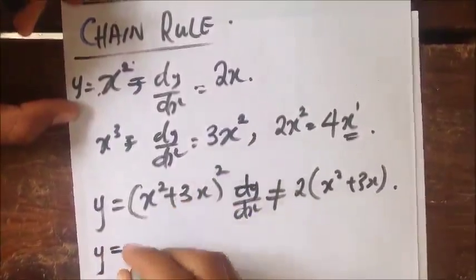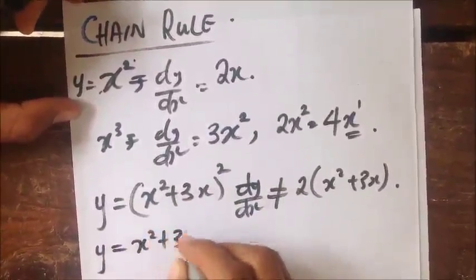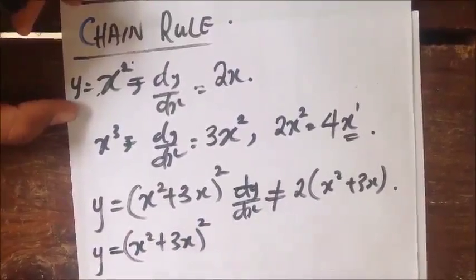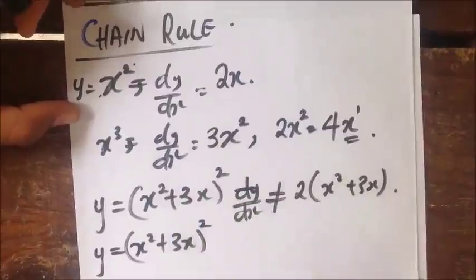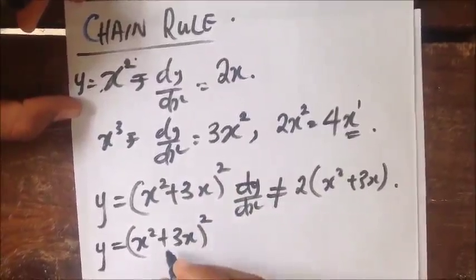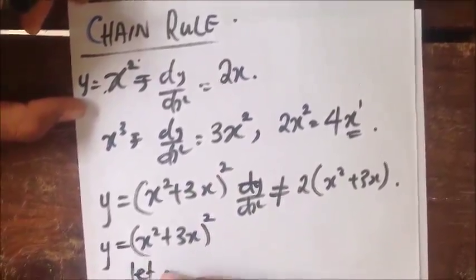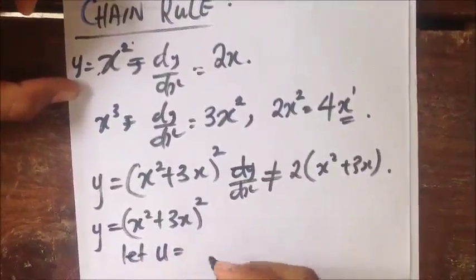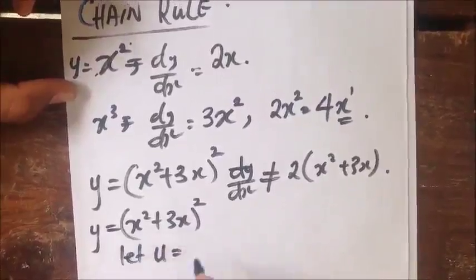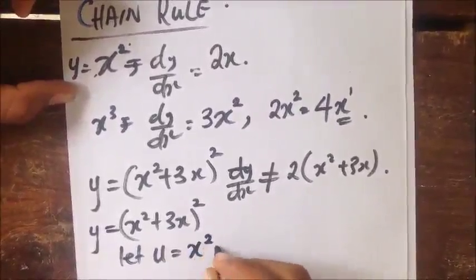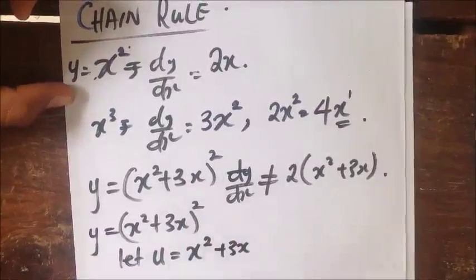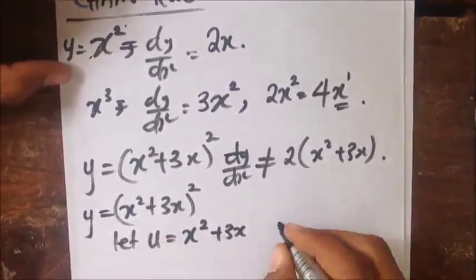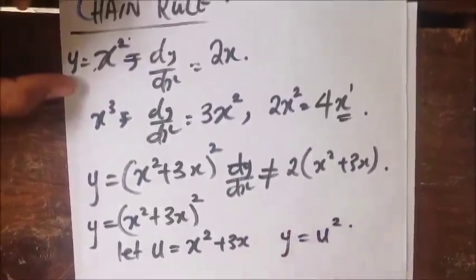Given something like (x squared plus 3x) all squared, we try to simplify it to look like what we differentiated earlier. So let u, and mind you we can use any letter for this, but we usually use u, be this x squared plus 3x without the power, because you can see that this is easily differentiable. It means that my y is equal to u squared.